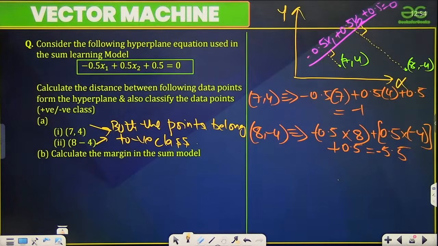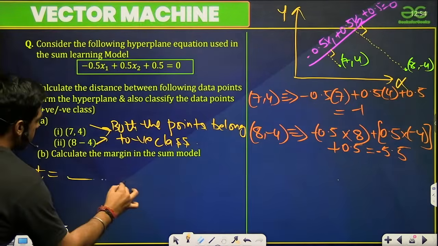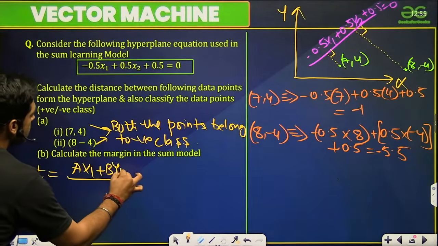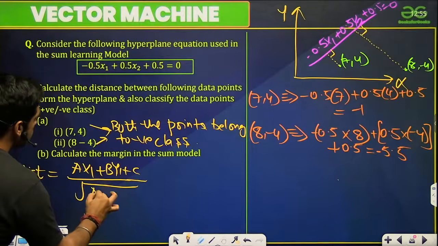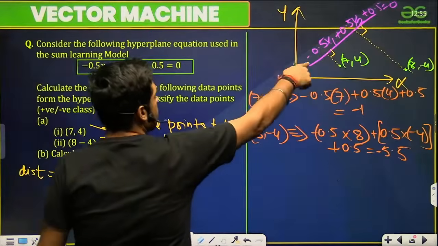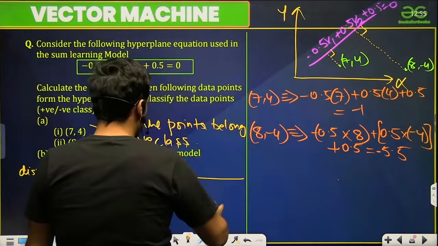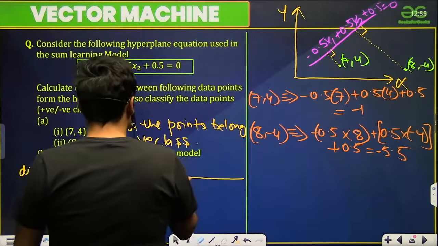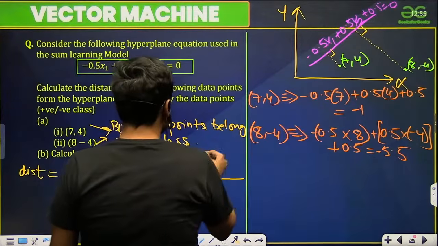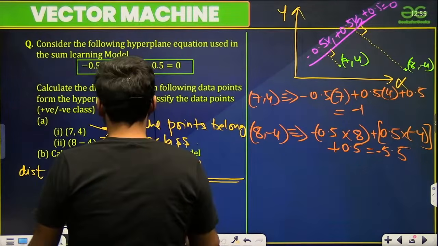You already know it, you have studied this in maths, but still I'll tell you how to calculate it. Distance of any point x1, y1 is a x1 plus b y1 plus c upon under root of a square plus b square. For example for 7 comma 4, I'll put this point in this plane. Already you know it, just revise these concepts. So the value is minus 1 upon under root of a square plus b square.